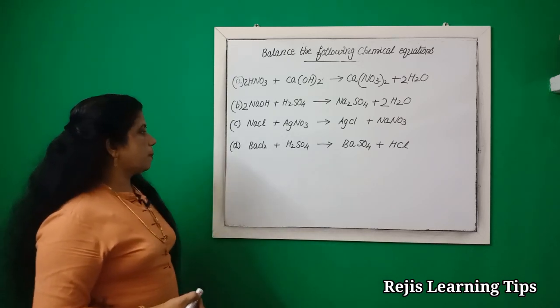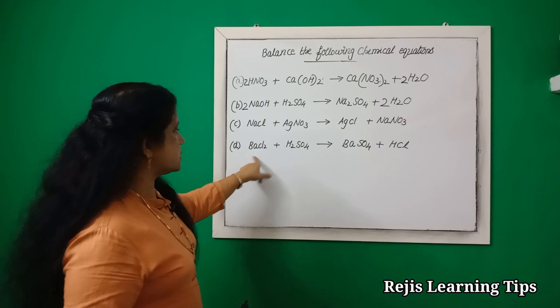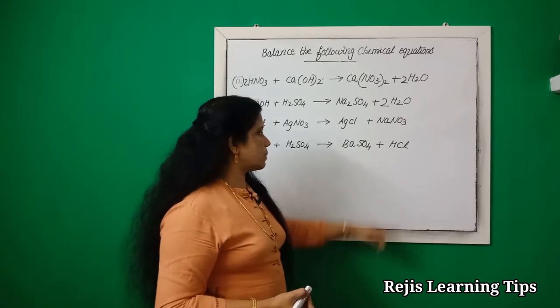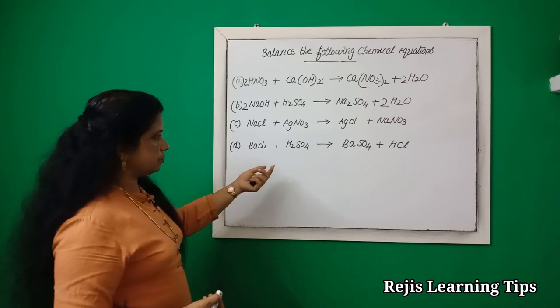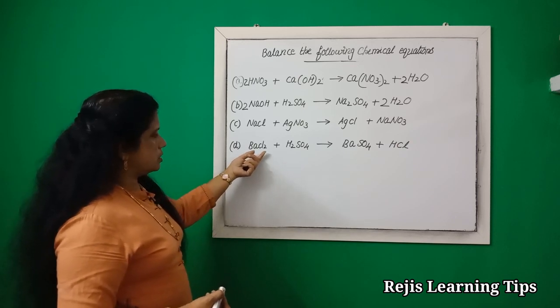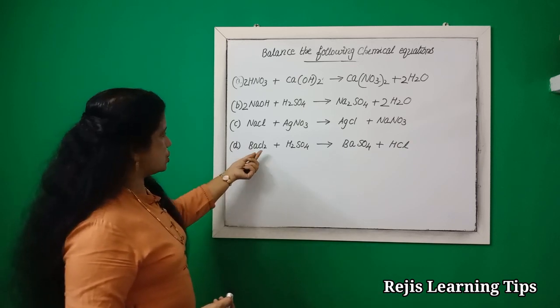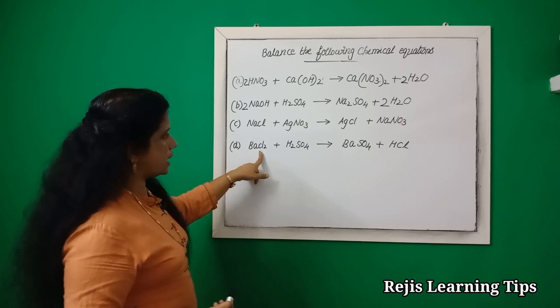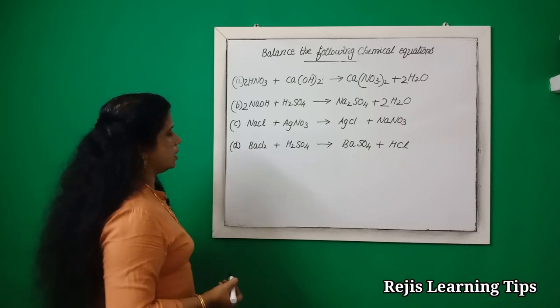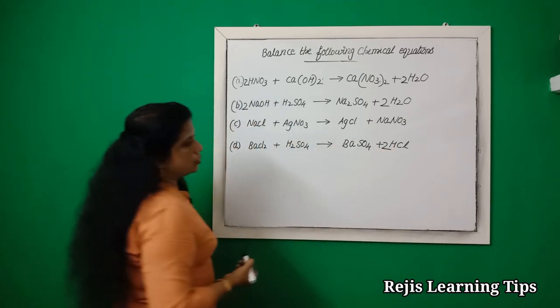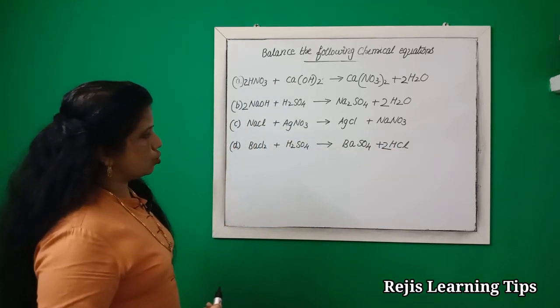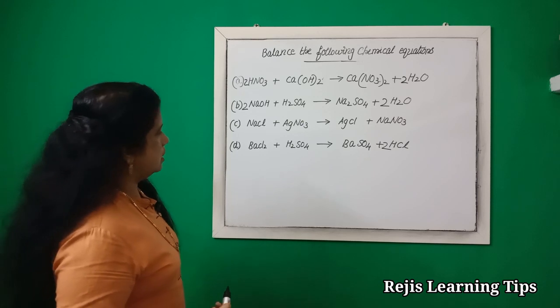Then D, BaCl2 plus H2SO4 gives BaSO4 plus HCl. In this case, first we check whether it is balanced or not. Chlorine, in this case 2 chlorine atoms are there, but here there is only 1. So we can balance the chlorine by multiplying with 2. So 2 HCl.